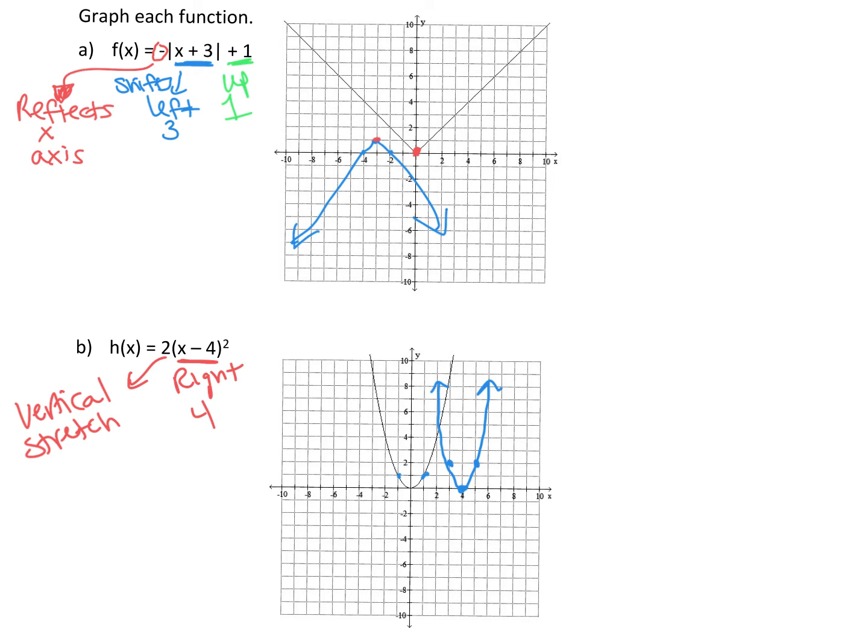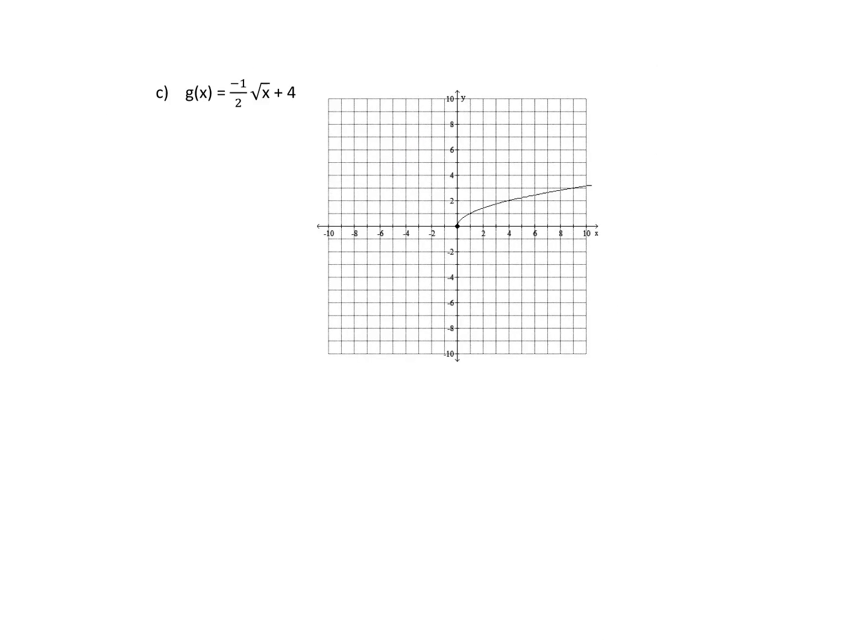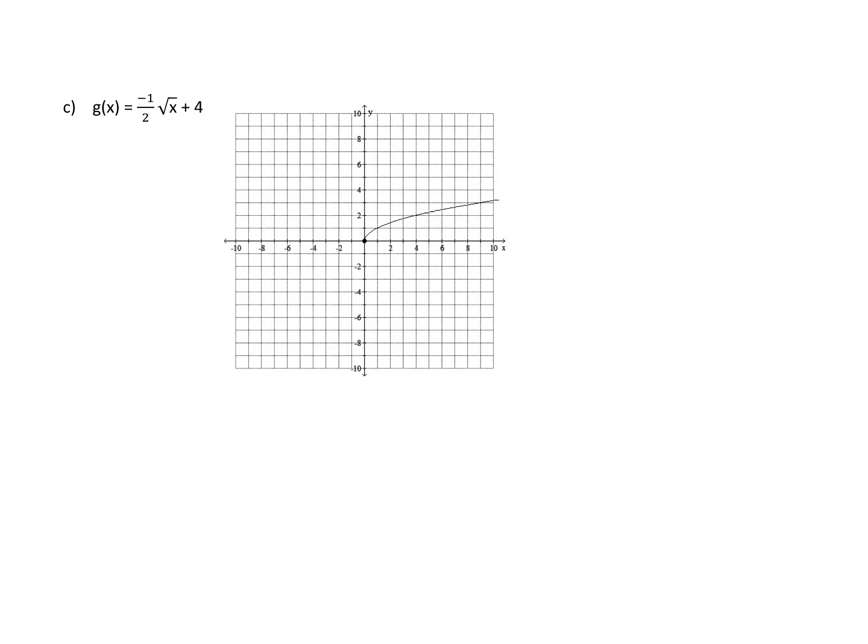Okay, we're going to do a few more with our parent functions, and then we're going to go into the weird looking graphs that are just the function notation in general. Is it okay for me to go? You guys are good? Okay, so let's try g of x is equal to -1/2 square root of x plus 4.